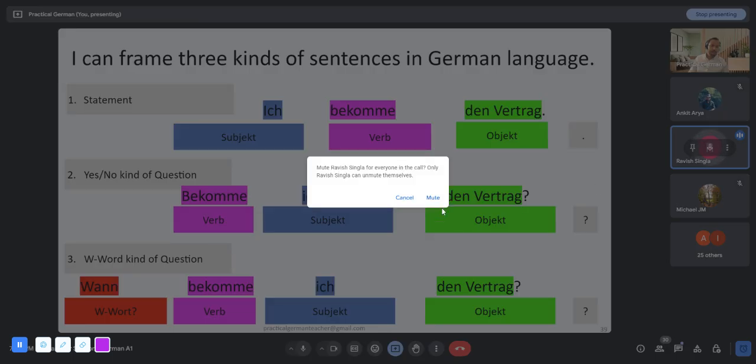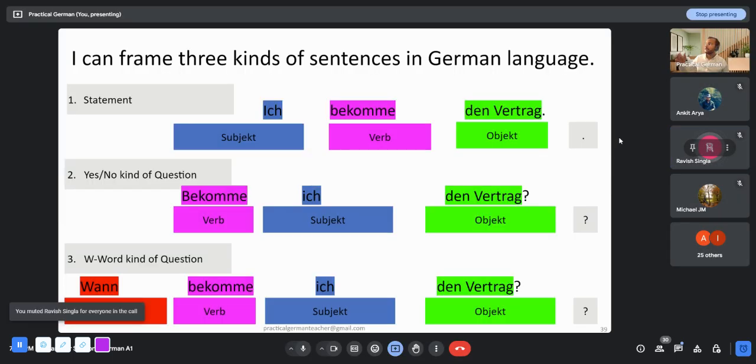Oh, sorry, Rohit. So for a statement, you have subject, verb, object, and of course a full stop. One example is Ich bekomme den Vertrag. I get the contract. Now, a yes or no kind of question. If you want to convert a statement into a yes or no question, all you have to do is interchange the positions of the subject and the verb. So instead of saying Ich bekomme den Vertrag, say Bekomme ich den Vertrag? Of course, it should sound like a question.